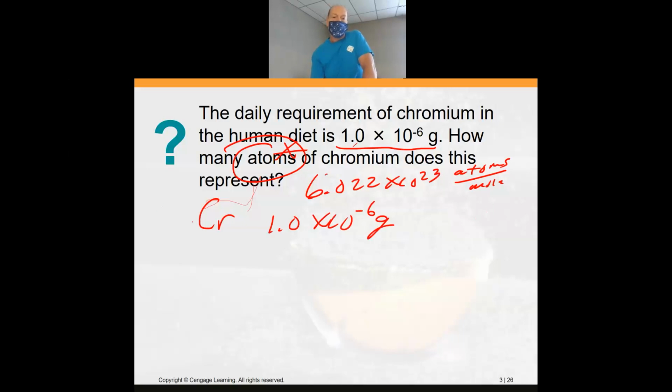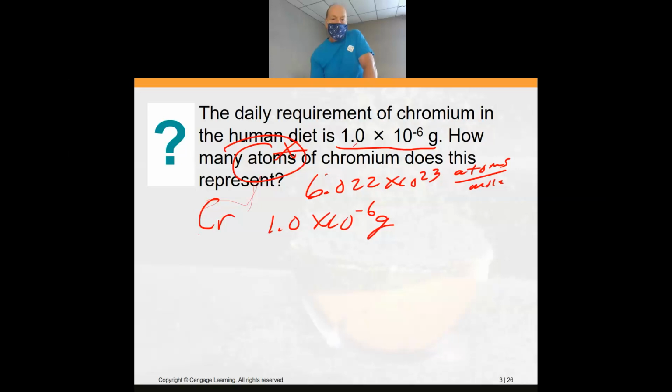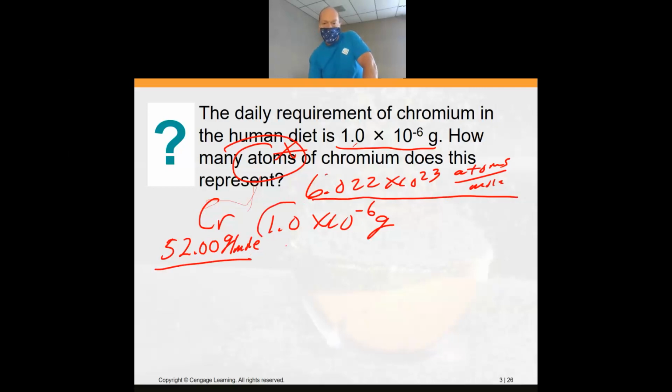All right, and so we look up chromium, and we find on the periodic table that the molar mass of chromium is 52.00 grams per mole. And so you always have Avogadro's number, you always have the periodic table, and here is what they are giving you. They give you 1.0 times 10 to the minus 6. So it's 1 sig fig, so we know our answer is going to be to 1 sig fig. And we want our atoms to be in the numerator.